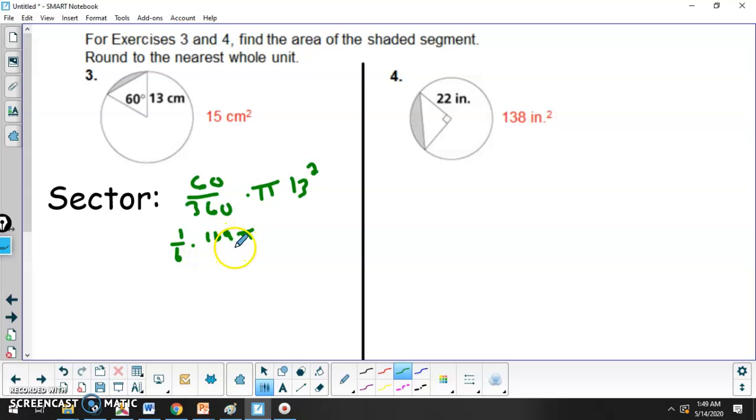Now, I don't know if 169 divides by 6. Actually, I know it doesn't. So we're just going to leave this for now. 169 over 6 pi is the area of the sector. All right. Now we need to figure out the area of that triangle.